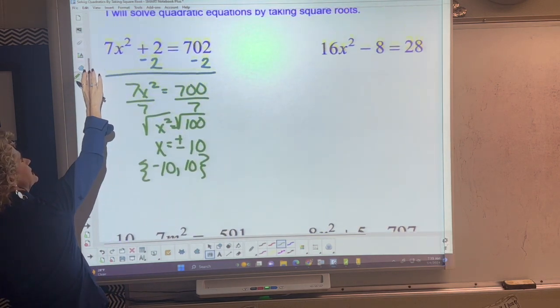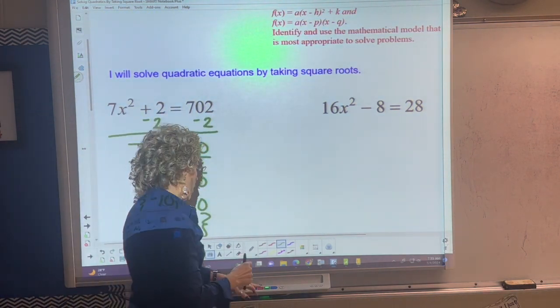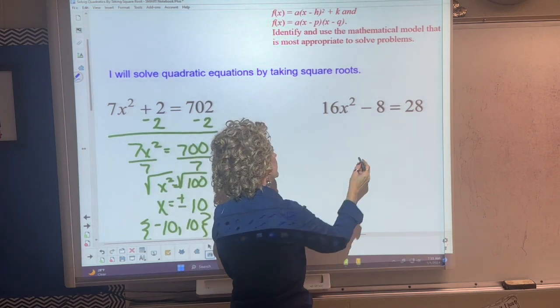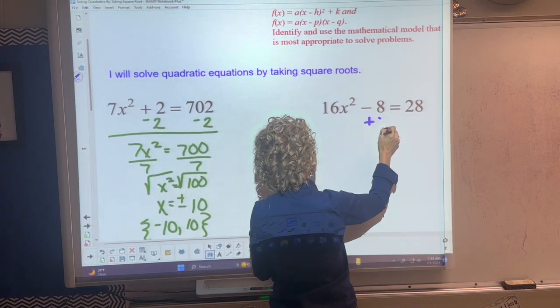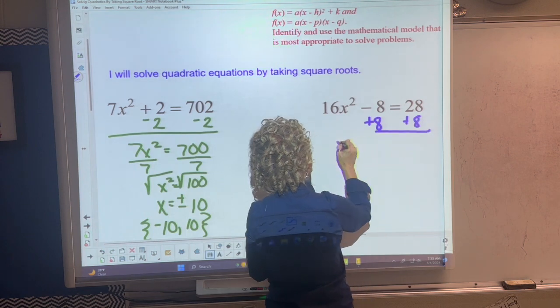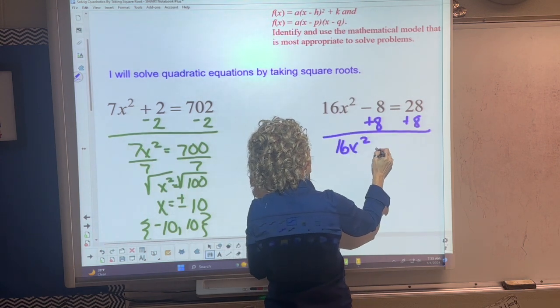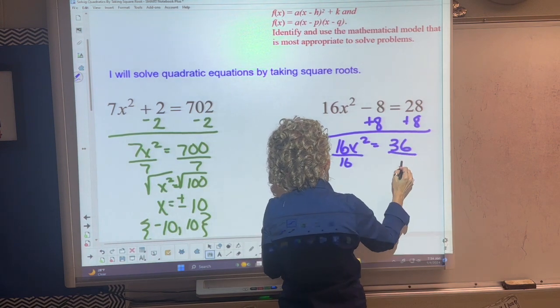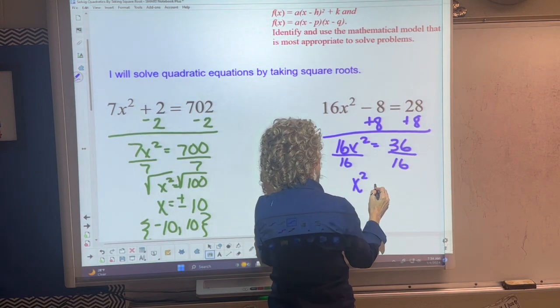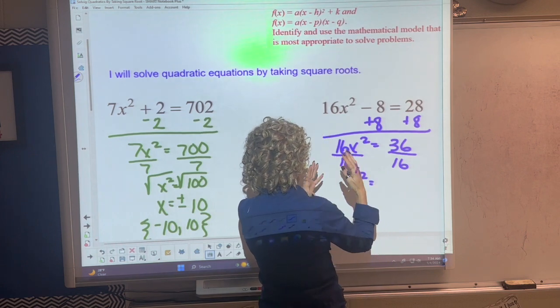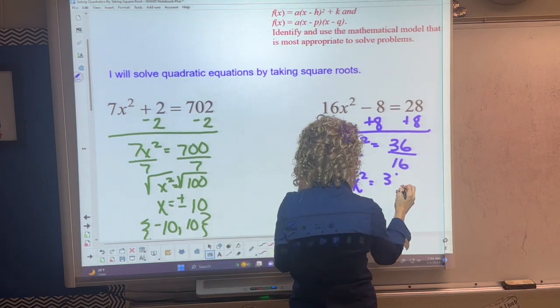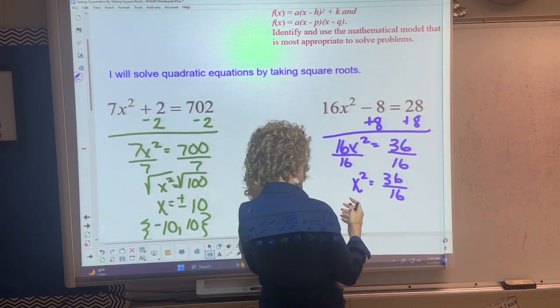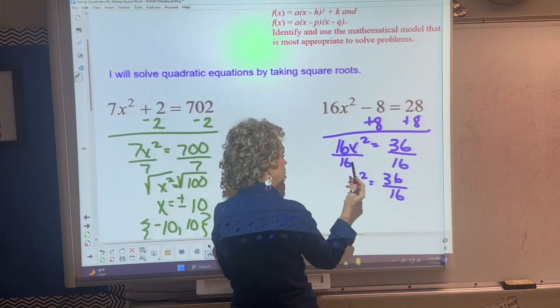Okay, let's look and see what this one gives me. I'm going to isolate x squared, add 8 to both sides. 16x squared equals 36. 28 and 8 is 36. Divide by 16. Okay. X squared equals 36 over 16. I know what this is going to be, okay? If you don't, that's okay.